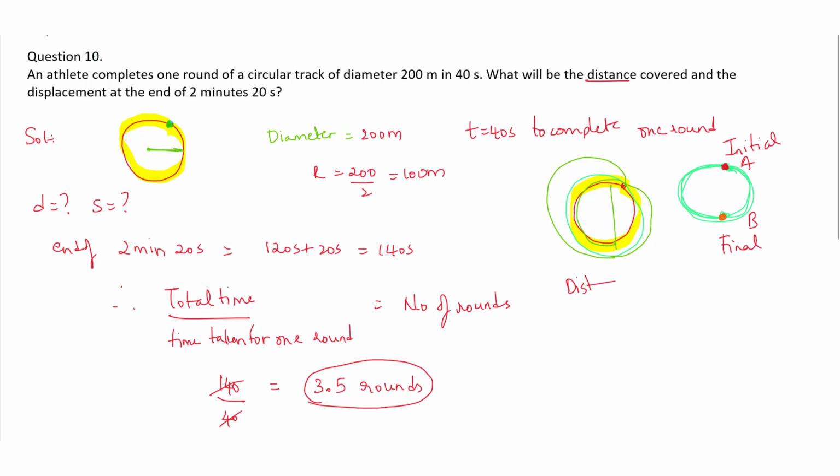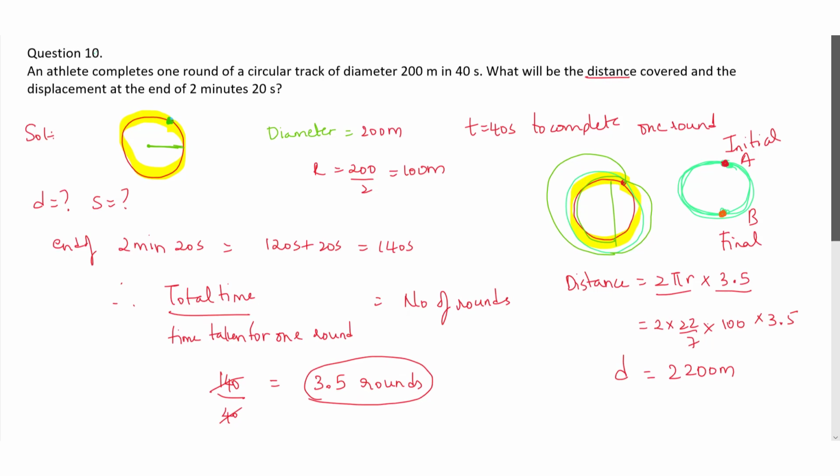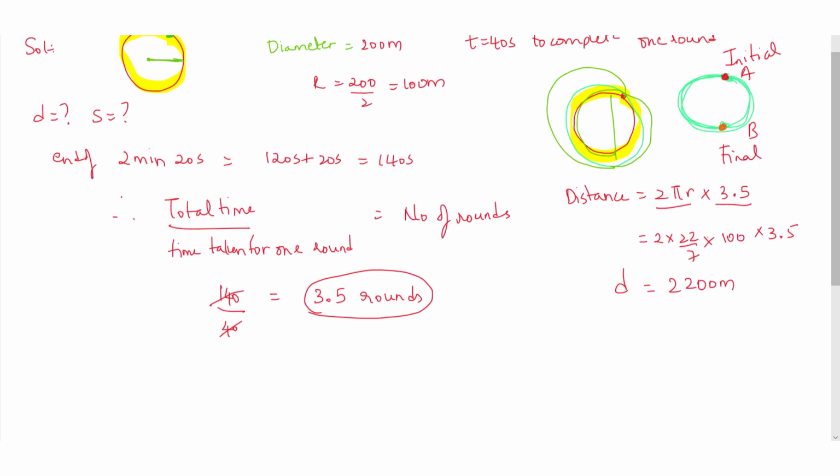Distance will be 2 pi r for one round into 3.5. So that will be equal to 2 into 22 by 7 into r. Why did I take 2 pi r? Because it is the circumference of the circle. So for one round it will be 2 pi r, for two rounds it will be 2 pi r, so I have multiplied by 3.5 rounds. R is given as 100 meter into 3.5. So the answer will be 2200 meter. So the total distance travelled by the body is 2200 meter.